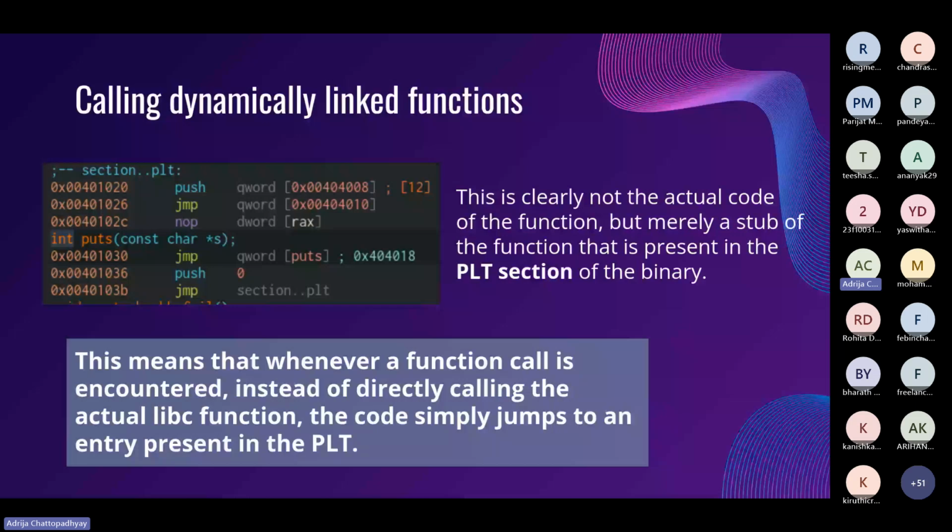So we don't have the actual puts code here. We have some other code, which doesn't make sense right now. So it just puts it into the GOT table, and then it again resolves it. All that's there in the PLT section, not the actual puts function. Whenever a function call is encountered, instead of directly calling the actual libc function, the code simply jumps to an entry present in the PLT.